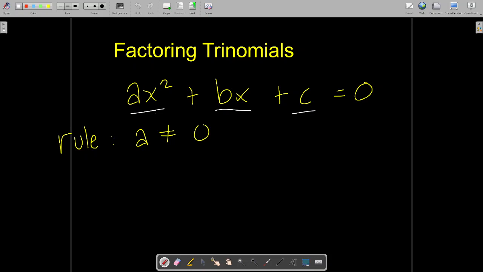In this episode, we will be looking at factoring trinomials. Trinomials basically mean an equation with three terms. First one being ax squared, second one being bx, and the third one being c.